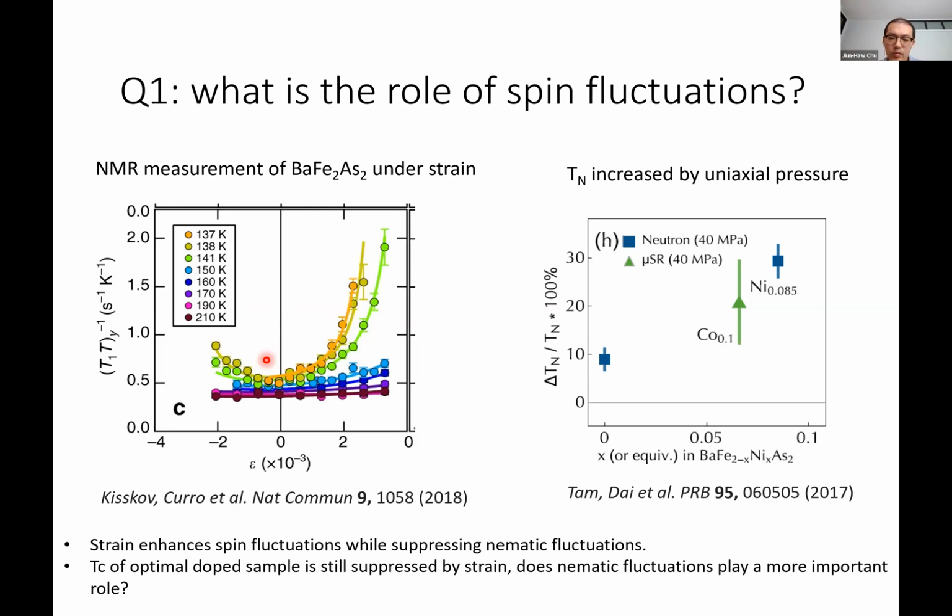No, we don't know. Yeah, so recently we found that when you put strain on, the magnetic structure actually changes as well. You actually induce a c-axis moment. I mean, this is from Nick Curro's work. Right, so this could be the reason. Not just the intensity matters, but also the type of the spin fluctuation really matters for superconducting pairing.